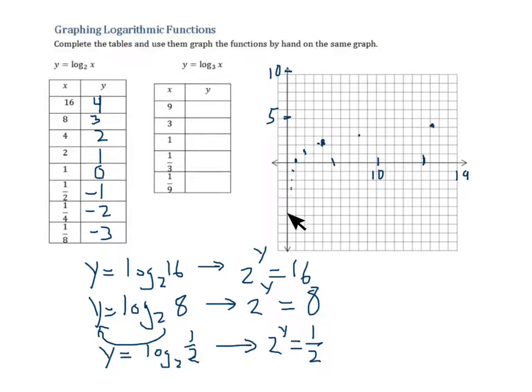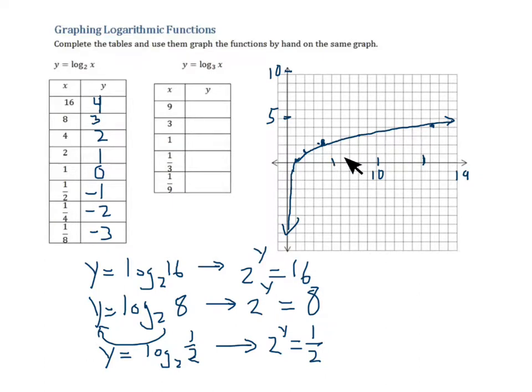And these are going to keep getting closer and closer to the y-axis. They'll never touch it, so the y-axis is an asymptote. So our graph looks something like this. And again, the y-axis is an asymptote, so this gets closer but never touches. And this is our logarithmic curve.